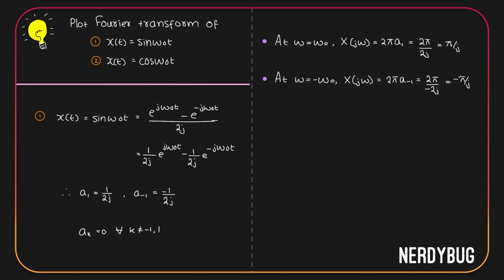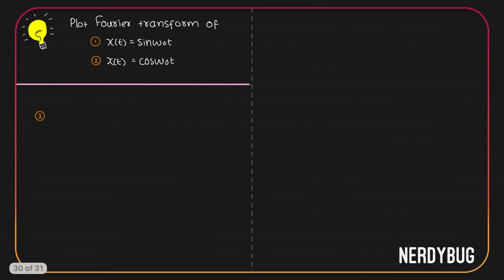We can plot it like this. At ω equals ω₀, we have an impulse whose magnitude is π by j. At ω equals minus ω₀, we have an impulse whose magnitude is minus π by j. Let us now do the second part.